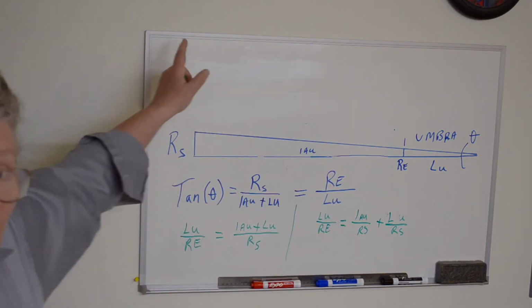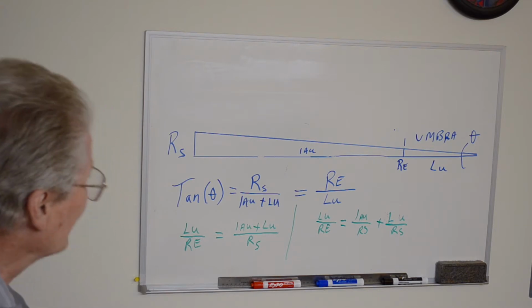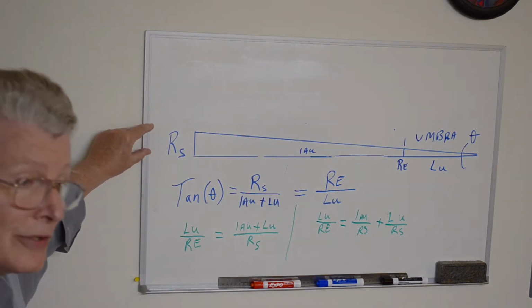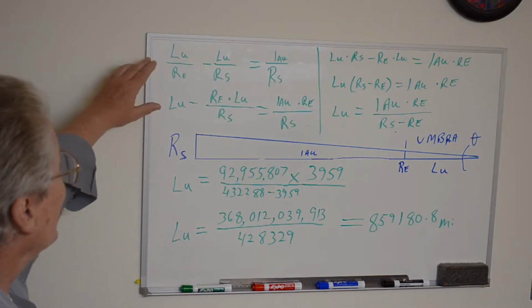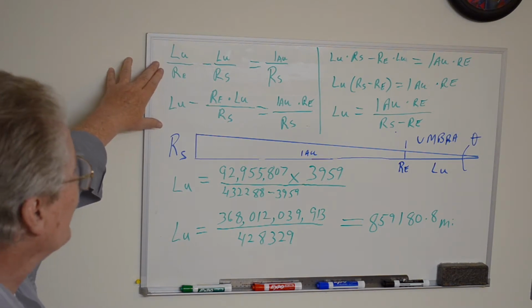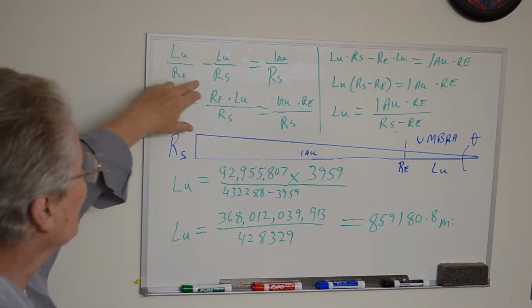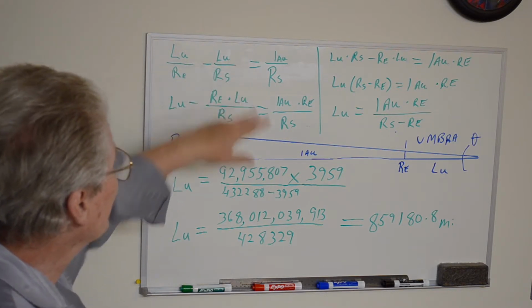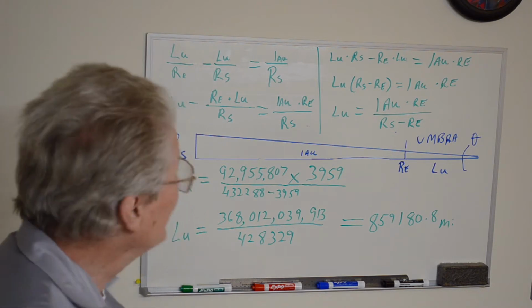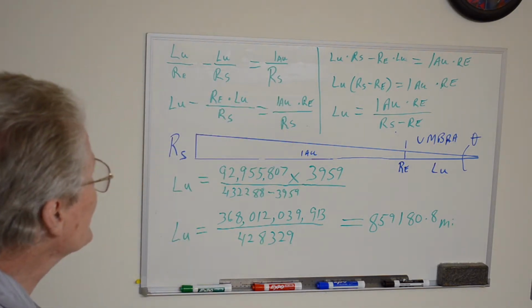I'm going to move up to the top here where I have some more space. So I erased the little diagram. We still have the triangle here so we can see what we're doing. Okay, up here at the top we have our umbra length divided by the radius of Earth, minus the umbra length divided by the radius of the Sun. And that's going to equal 1 AU divided by the radius of the Sun.